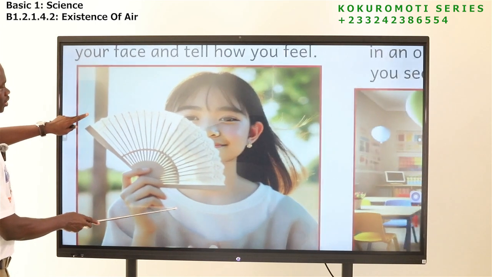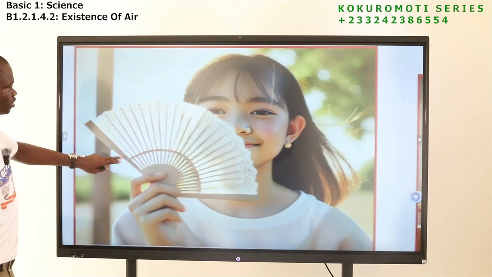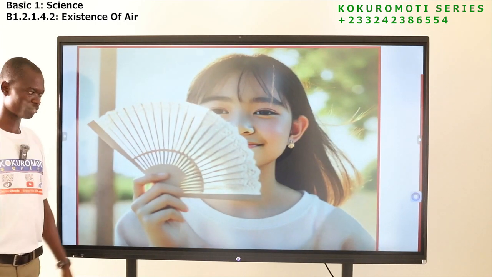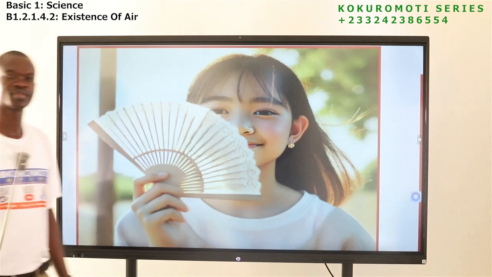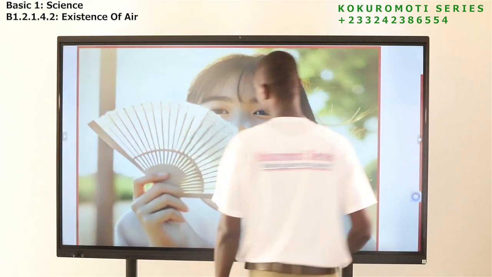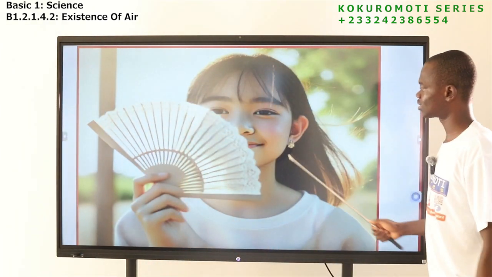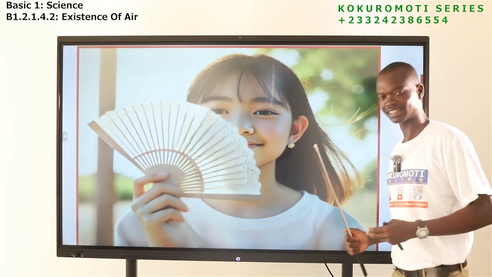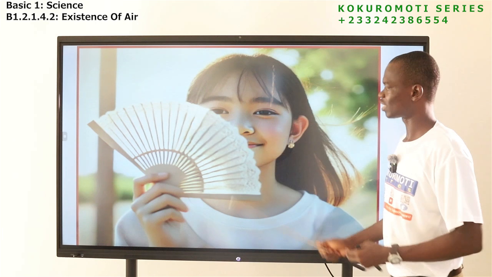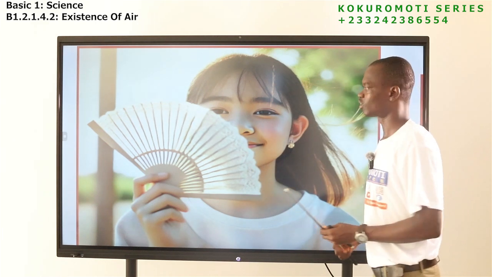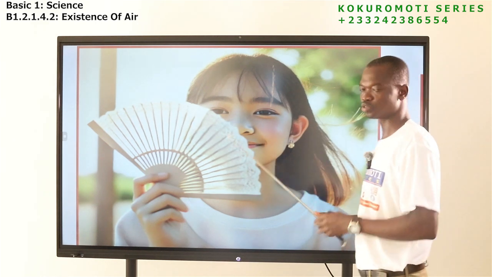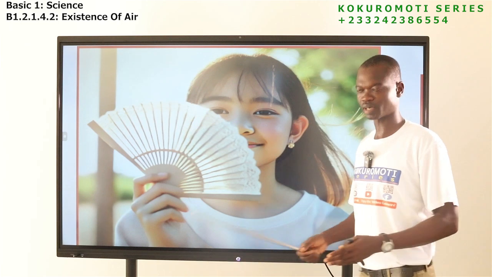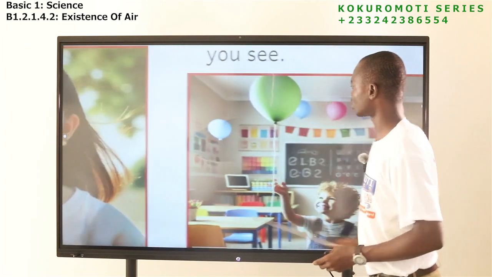So it's an example of what? Fanning. So she's what? Waving the paper fan across her face. So this will give her what? Air. You can only feel it. If you do something like this, you will feel the air. Okay, so these are some of the things that we do to show that yes, air is everywhere. Let's go to the next one.